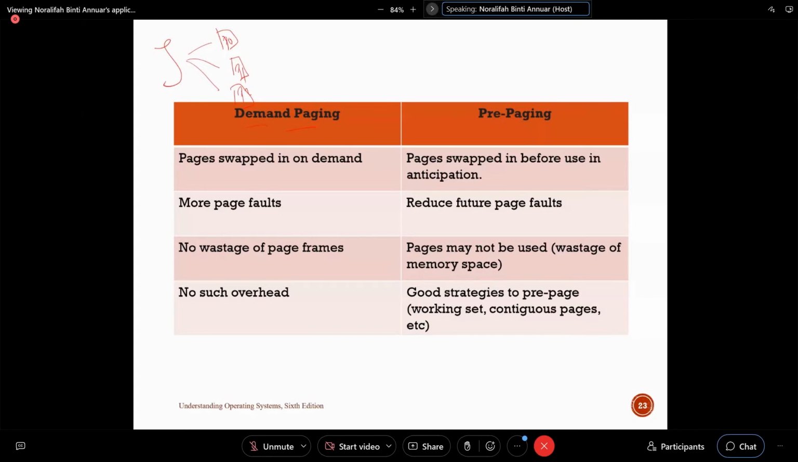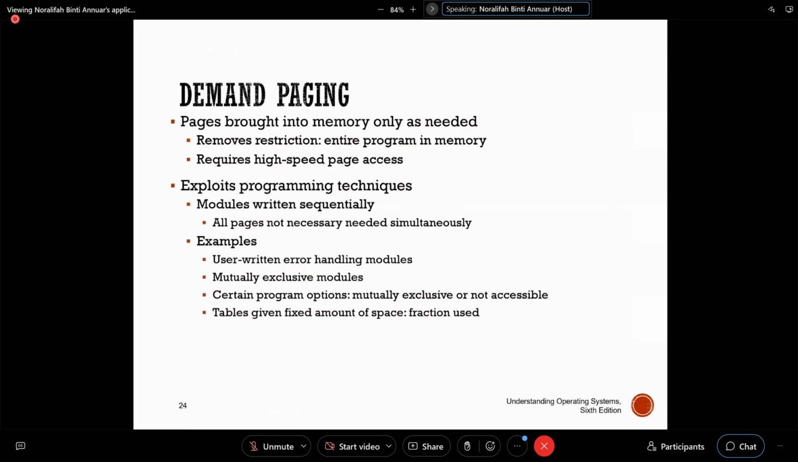Okay, this is the comparison between demand paging and pre-paging. Ni ada saya dah sebut. Remove the restriction of the entire program in memory. You don't have to load it semua dalam main memory, but you still have to divide them into equal size because of the paging. You nampak perkataan paging kan?